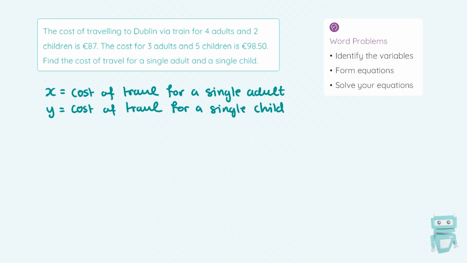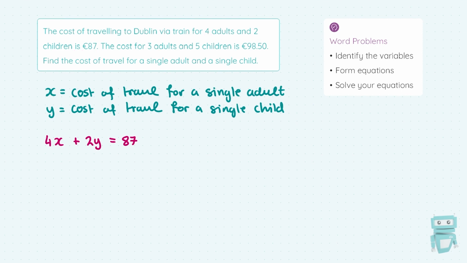Now we need to form equations, and this will typically be from the pile of information you're given in the question. I'm told the cost for 4 adults and 2 children is €87. So watch how I turn this into an equation. I'm going to do 4 times the cost of an adult, which is x, plus 2 times the cost of a child, which is y, and let that equal 87. So I get 4x plus 2y equals 87.